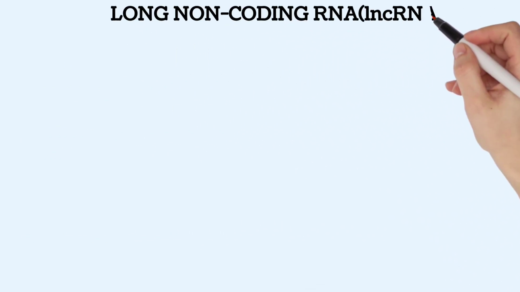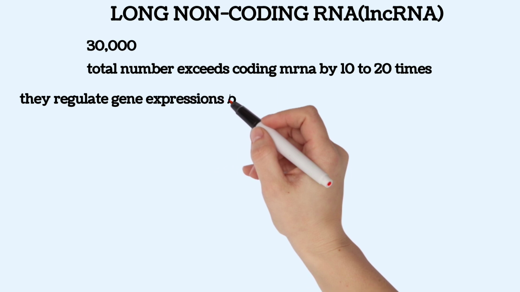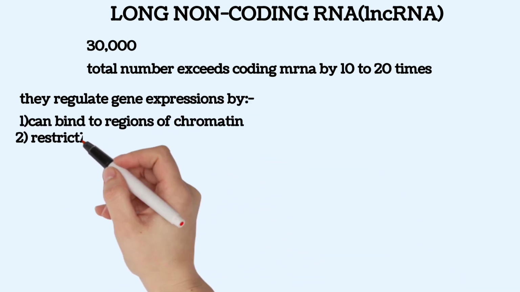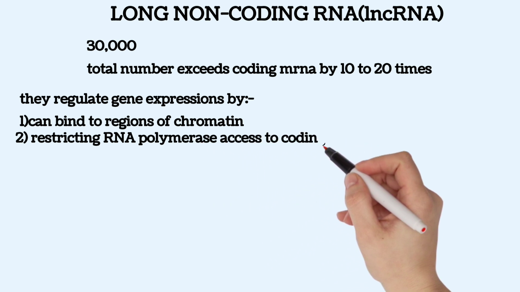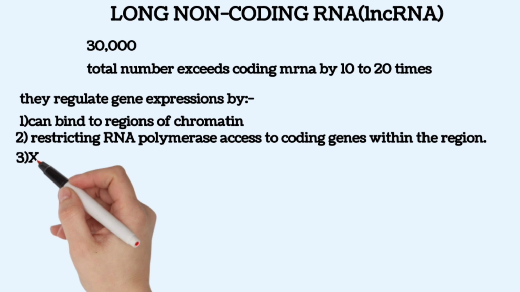Now let us study long non-coding RNA, lncRNA. They are 30,000 in number. Total number exceeds mRNA by 10 to 20 times. They can regulate gene expression by binding to certain regions of the chromatin, and they can also restrict RNA polymerase access to coding regions within the region, as a result of which RNA polymerase won't be able to access those regions which are inhibited by long non-coding RNAs. And as we know, RNA polymerase is very beneficial in the elongation step of transcription.